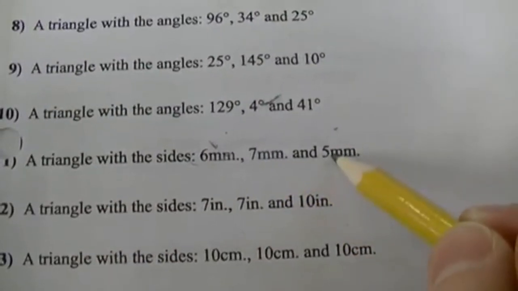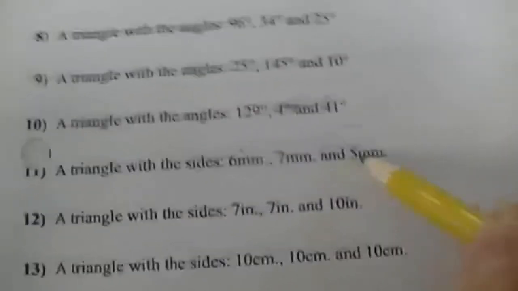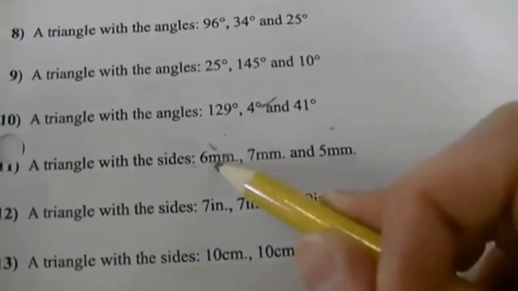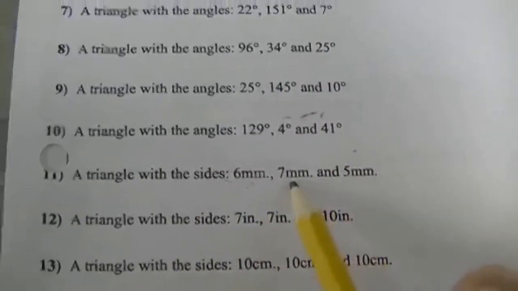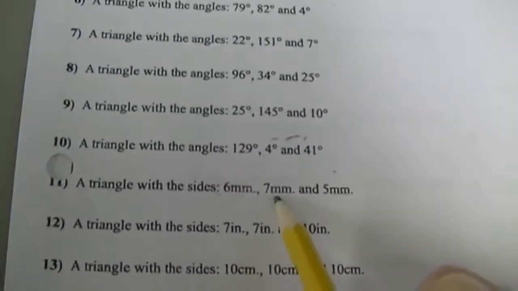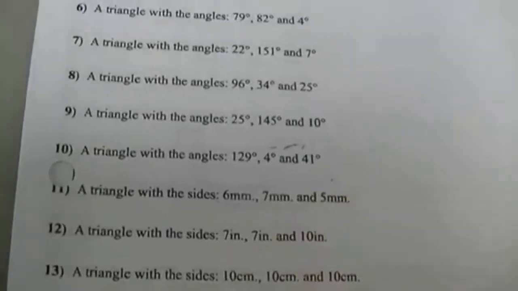7 plus 5 is, what, 7, 8, 9, 10, 11, yeah, 12. Just want to make sure. And that's greater than the third side, so far so good. And then 6 plus 5 is 11, and that's greater than that third side. So number 11 is possible.